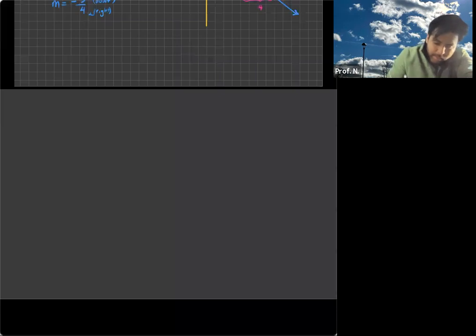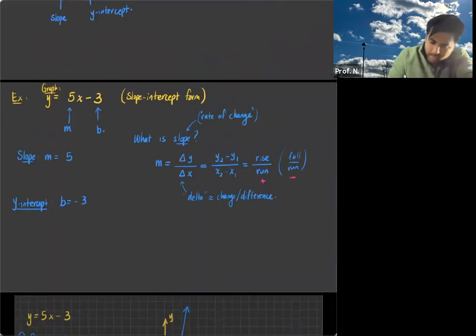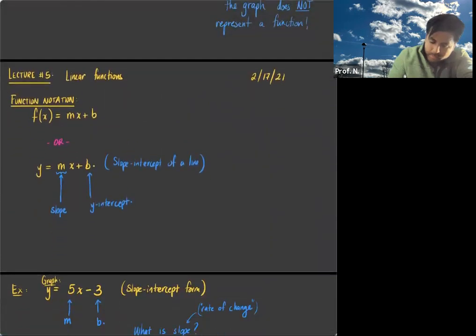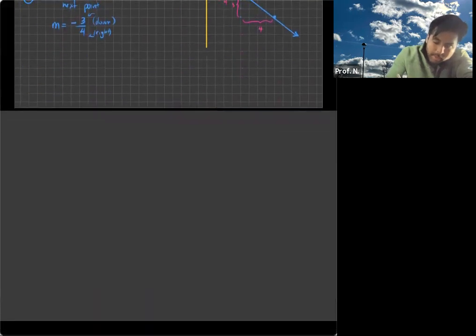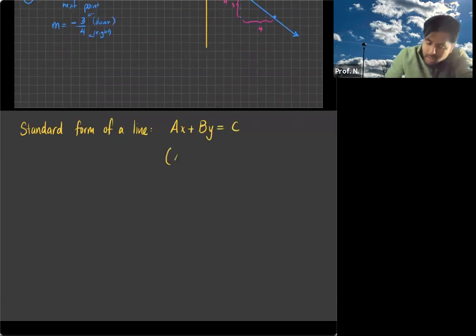But there's also another form of a line. So let me just write this slope-intercept form. That's one way to look at it. Another way to look at it is in the standard form. So there's something that's called the standard form: Ax plus By equals C, where A, B, and C are real numbers.